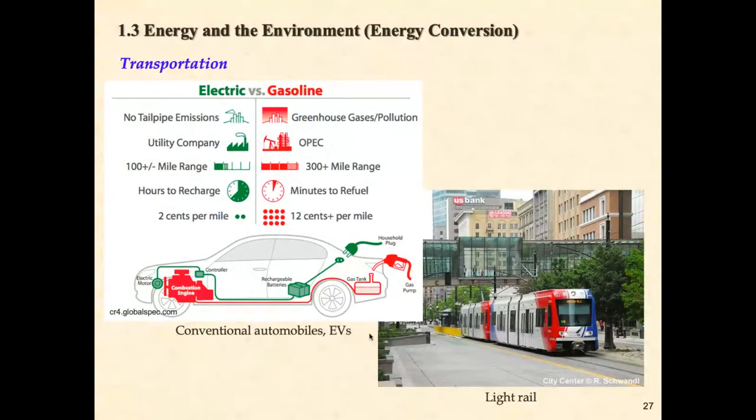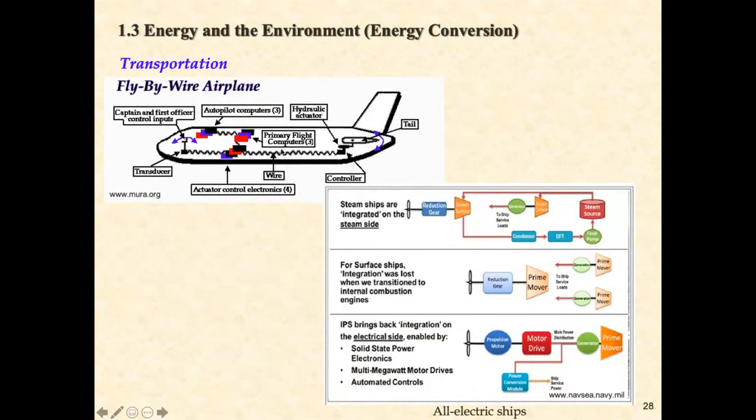And besides the vehicles, other countries also try to apply the techniques to rail, such as light rail. This is the light rail driven by electricity. They are even trying to develop electric-driven airplanes and also boats or even ships. That's the trend because they believe the power electronics, or electric driven system, can save cost.